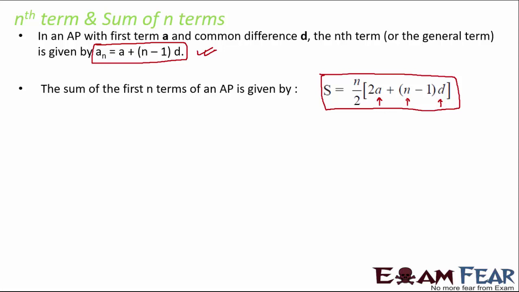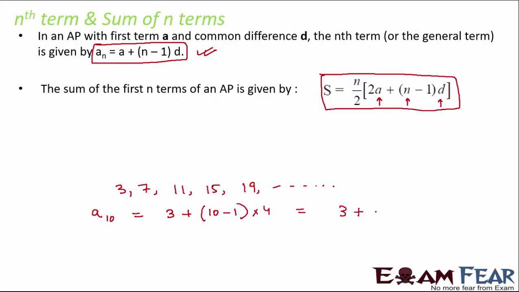So let's say if we talk about the first 10 terms of an AP, n becomes 10. Okay, so here also let's take an example. We will again consider the same example 3, 7, 11, 15, 19 and so on. In this case, if we have to find the 10th term, that is a10, this becomes equal to a plus (n minus 1) into d. So this is equal to 3 plus 9 into 4, that is equal to 39. So 39 is going to be the 10th term.